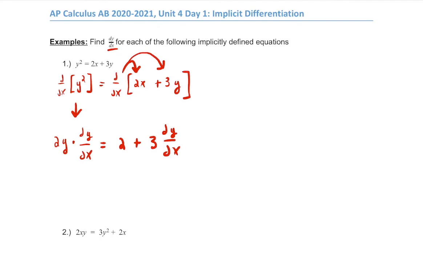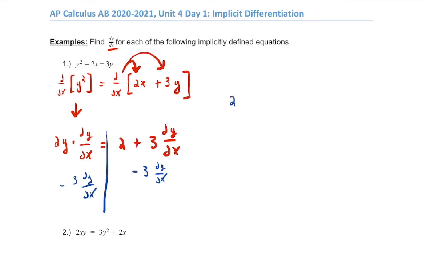And so this problem gets a little bit trickier in that now you have a few different dy dx's. So we need to get all of our dy dx's to one side. So what I'm going to do is, and you'll see why in a second, I'm just going to subtract 3 dy dx from both sides.